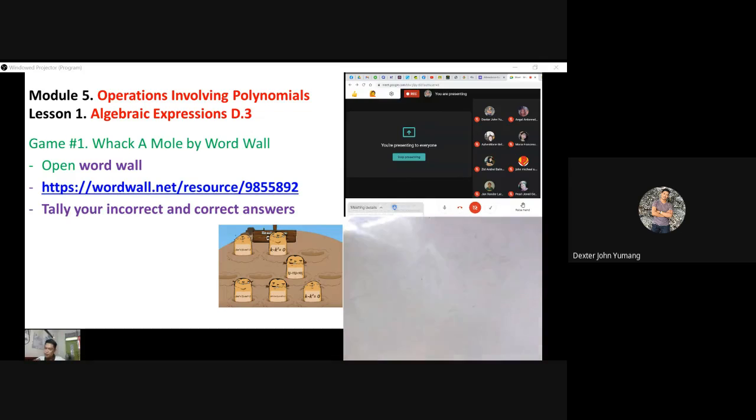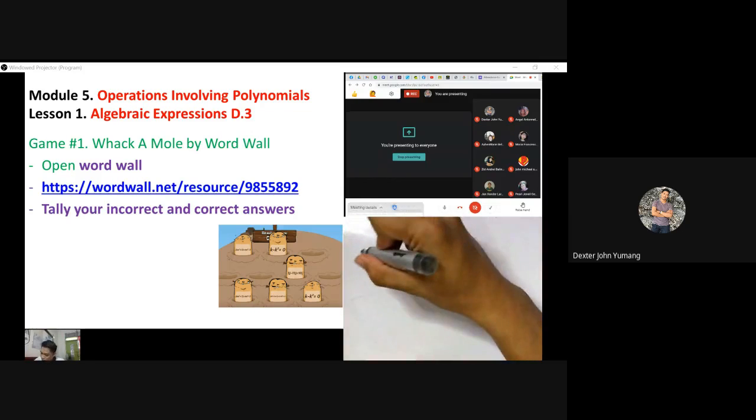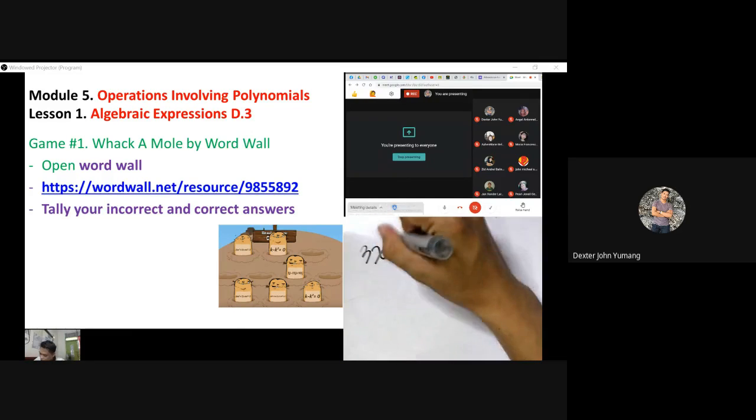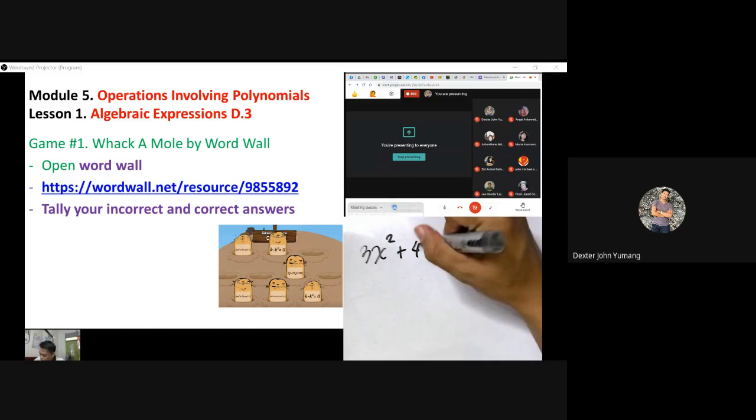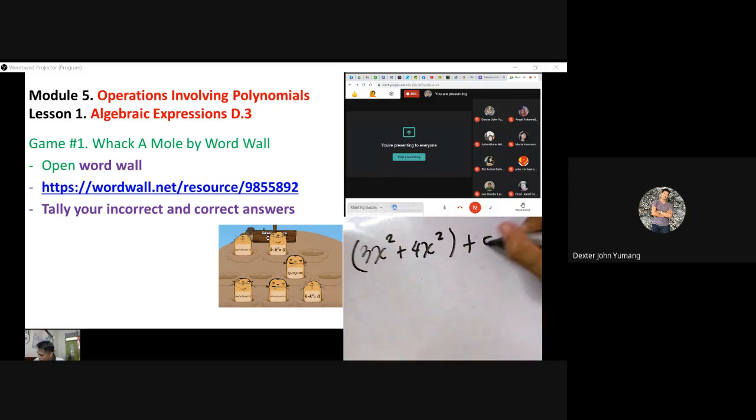Okay, let's try an example. Sige daw, review muna tayo kung alam niyo pa ba. So, 3x squared plus 4x squared then plus 5. Again, yung magka-apelyado lang, pwedeng i-add, for the terms with the same variables. What do you think is the answer? Please type in the chat box, please.